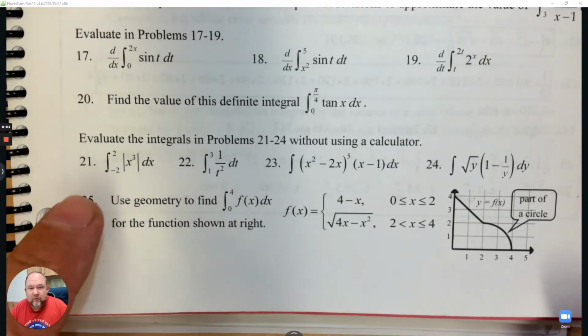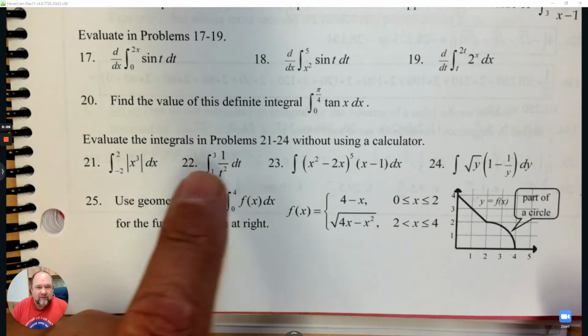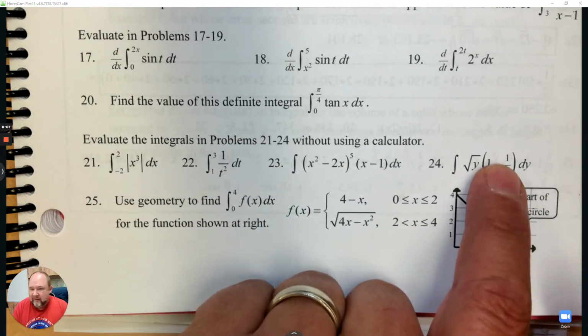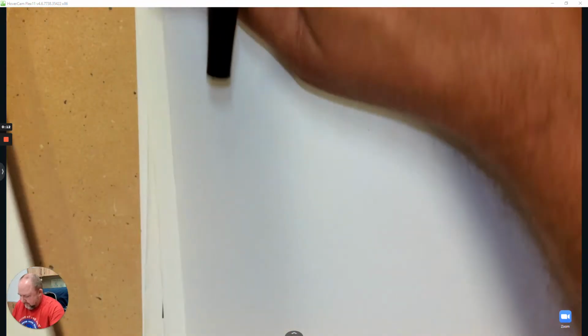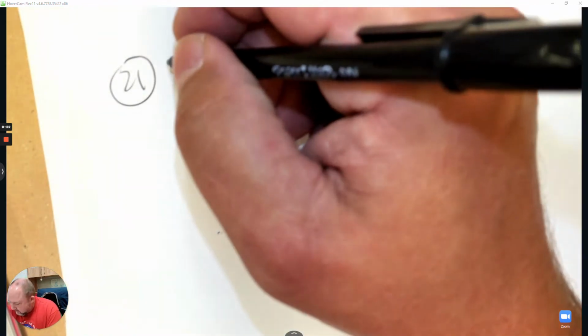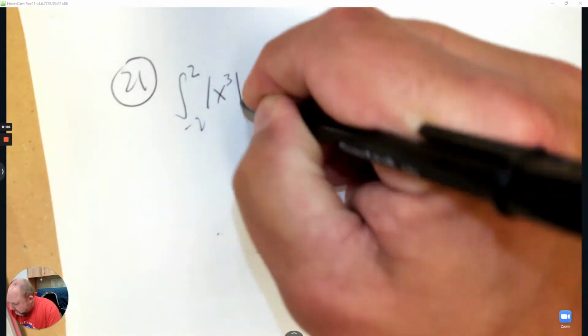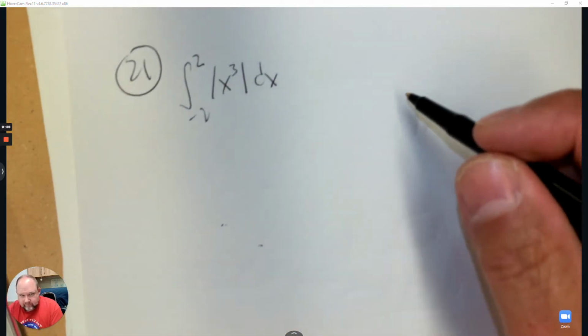All right, we're starting with question number 21 for this video. All of these have to do with integrating without your calculator. So let's go. Number 21. Integrate from -2 to 2 the absolute value of x cubed dx.